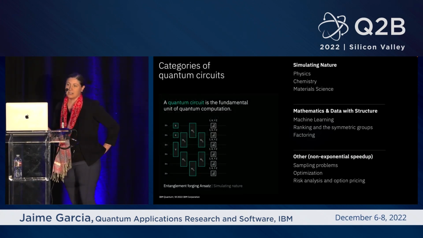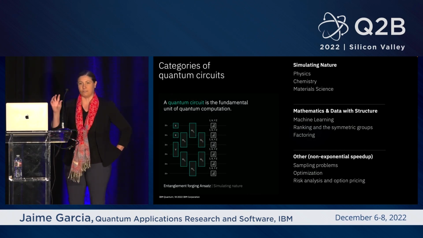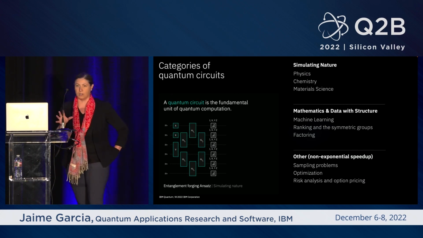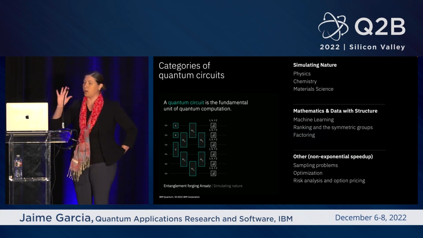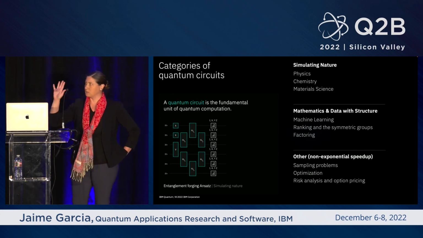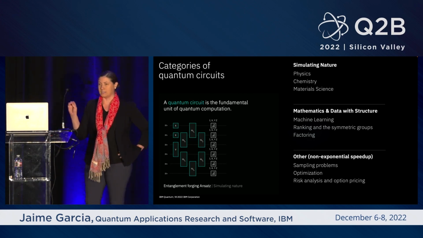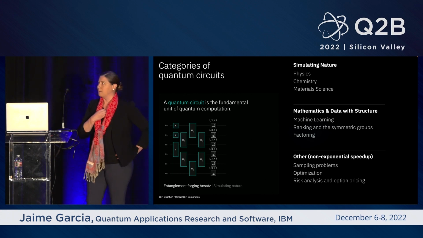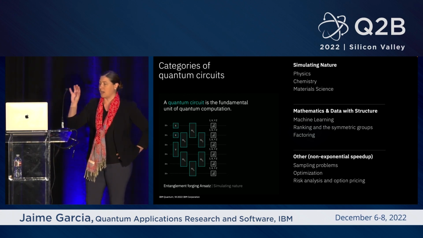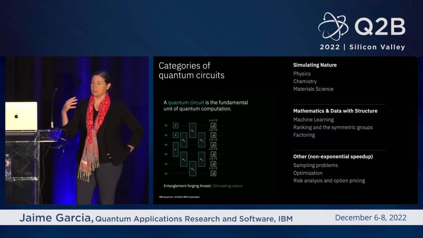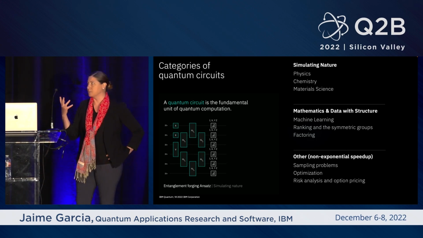In addition to that, we have selected some very specific areas that we focus on in terms of the application research that we explore in IBM Quantum. They tend to fall into these three buckets, and we've arranged them by category. I know all sorts of people have different ways of viewing this. This is our view. Essentially, it falls into the three buckets of simulation of nature, mathematics and processing data with complex structure, and other, which includes search and optimization type of problems.